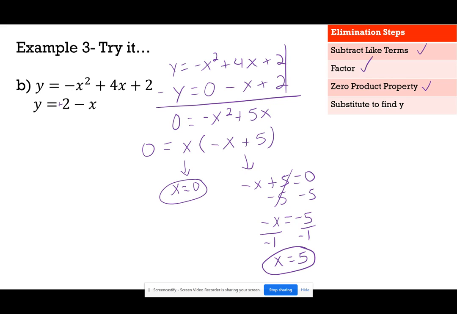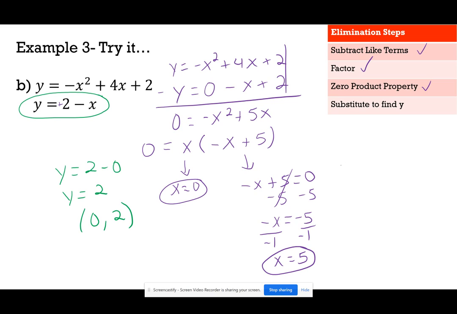Now I need to substitute to find my y values. All right, so again, I go to my linear equation. My linear equation does not have an x squared, so it's this one right here. It's a little bit shorter and simpler. And I'm going to substitute 0 and 5 in. So first I'm going to do y equals 2 minus 0. Well, 2 minus 0 is 2. So the first ordered pair is 0, 2.